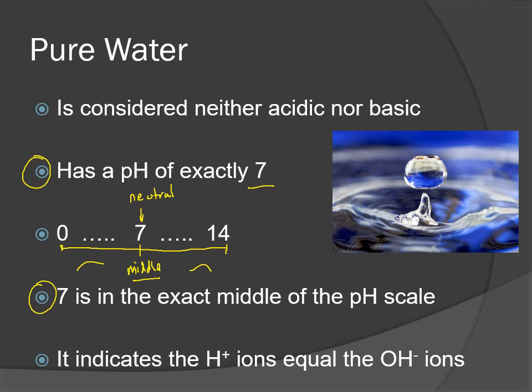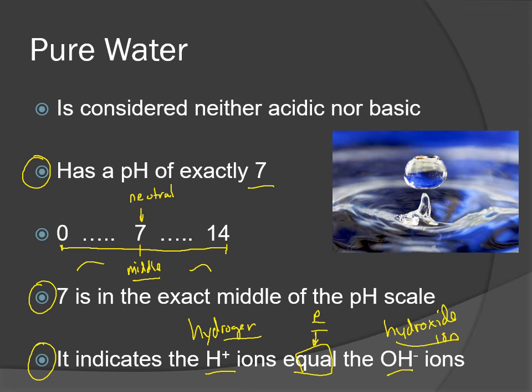Remember, the 7 is in the exact middle, and it simply indicates that the things that make an acid acid, which are the hydrogen ions, are equal to what makes bases bases, and that's called a hydroxide ion. So the more hydrogen ions you have, the more acid you have. The more hydroxides you have, the more base you have. And if you have equal numbers, then you have a pH of 7.